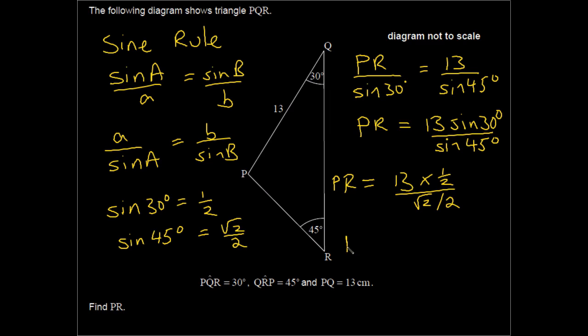So PR is therefore going to equal, I can cancel this half with this half here, cancel this with this because they're both effectively divided by 2, multiplied by half, so it's 13 over the square root of 2.